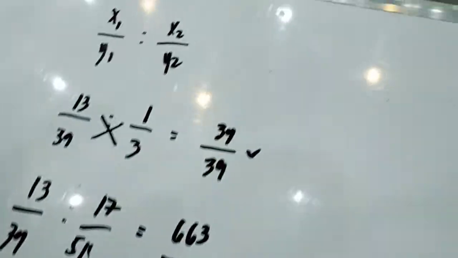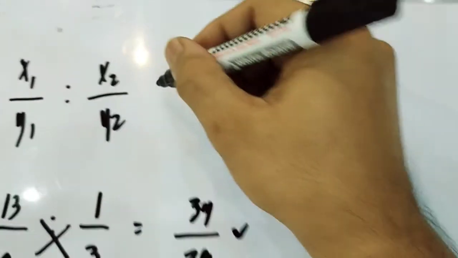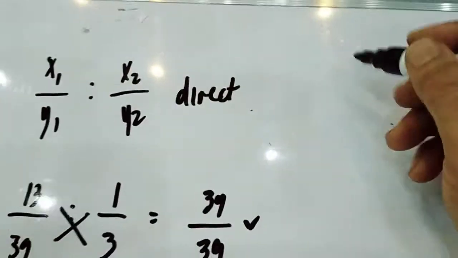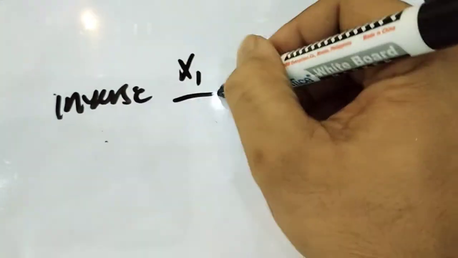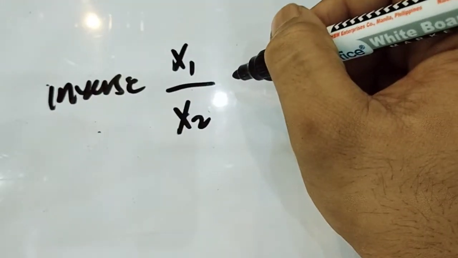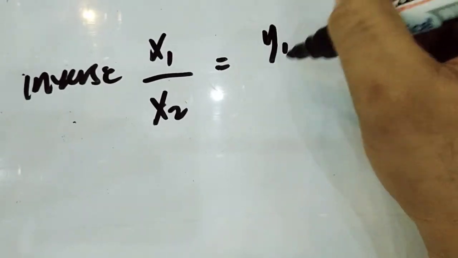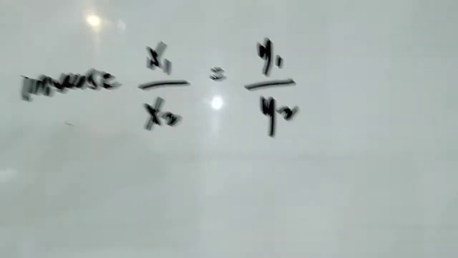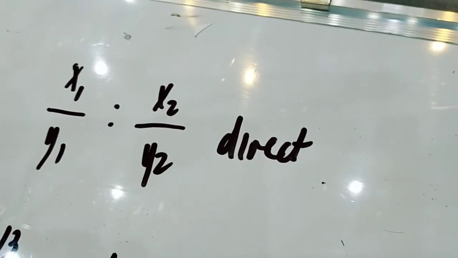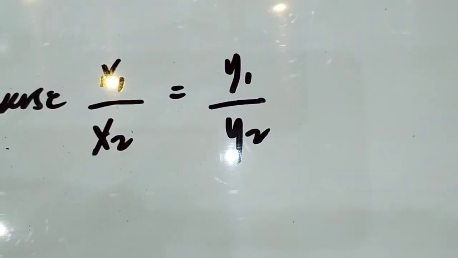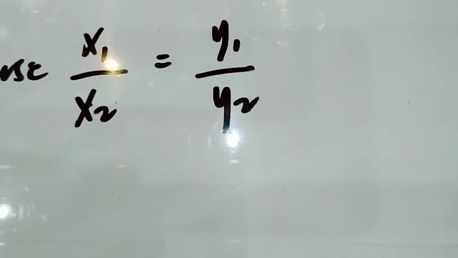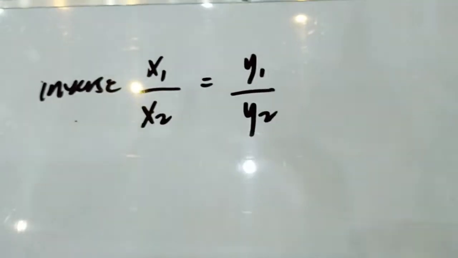So kung i-compare natin kanina, ito yung direct proportion. So we have direct proportion. Ang inverse naman ay mapapansin natin, we have x sub 1 over x sub 2 equal siya sa y sub 1 over y sub 2. So you compare, kung dito x sub 1 over y sub 1 is to x sub 2 over y sub 2, sa inverse naman you have x sub 1 over x sub 2 is equal to y sub 1 over y sub 2. So let's take an example.